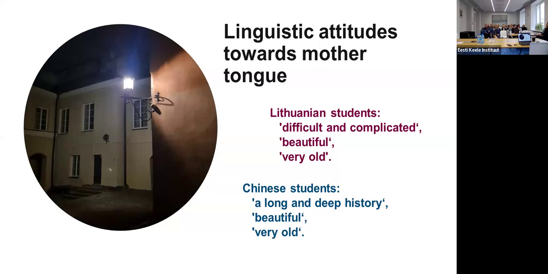Another difference goes with the description of the word beautiful. Lithuanian students wrote beautiful, and together with this word were poetic, cozy, like a flowing stream, singing. Then Chinese students wrote the word beautiful, and next to it was elegant, deep, and wide. Interestingly, the word elegant was used to describe the standard language used in China 1,500 years ago.